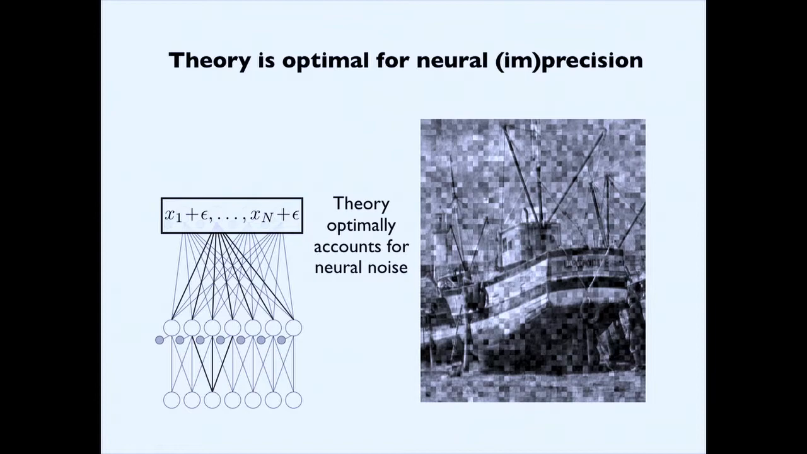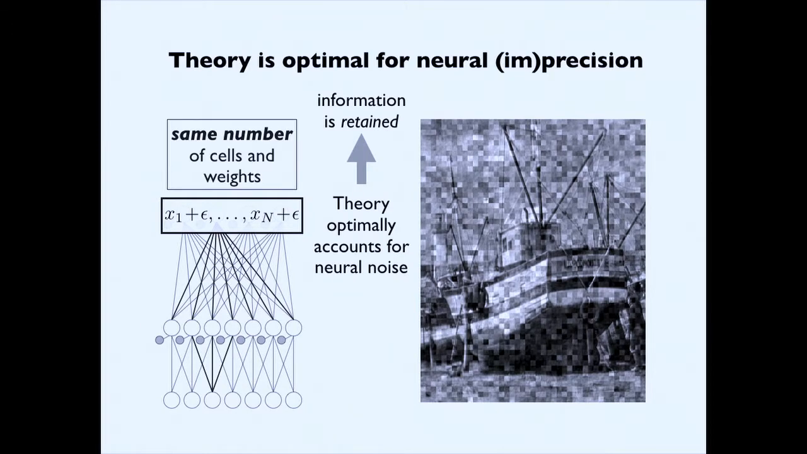So the theory optimally accounts for that. And it assumes that the neurons have noise, and it figures out what's the best code that will give the best reconstruction and therefore transmit the maximum amount of information to the brain. So then the information is retained. And so it's important to understand that this is the same architecture. It's the same number of cells, it's the same number of weights. All we've done is change the values, so they're optimized to a different objective function.